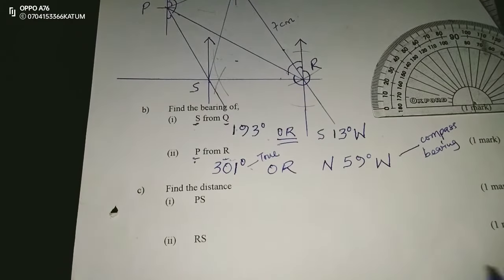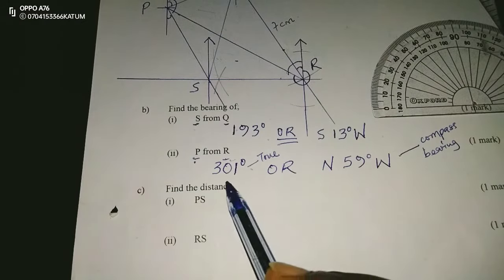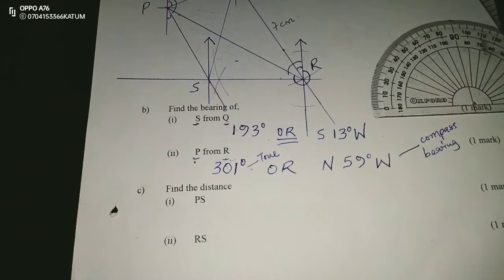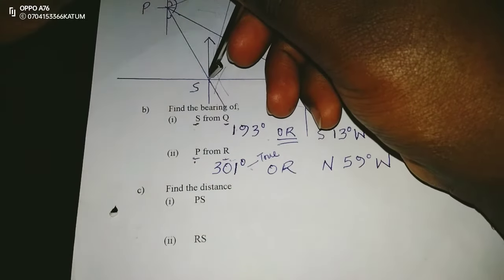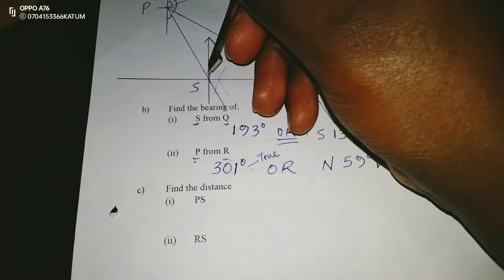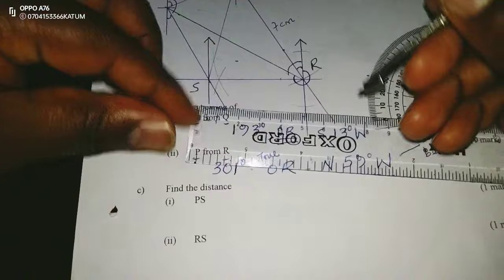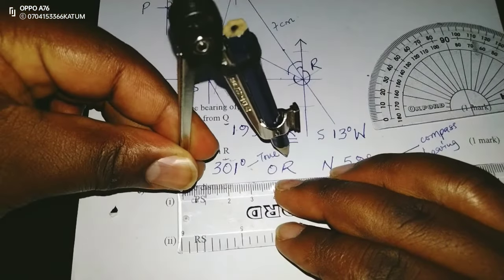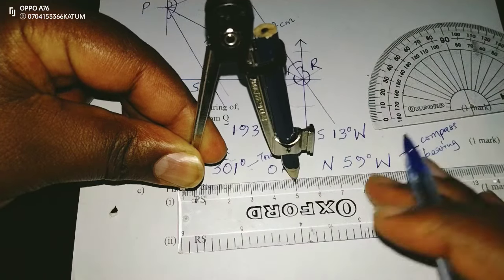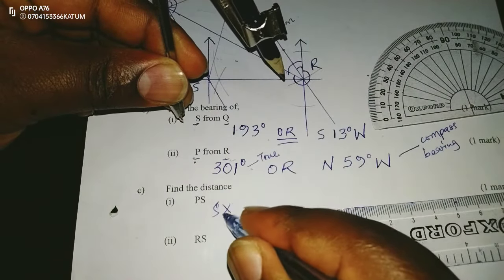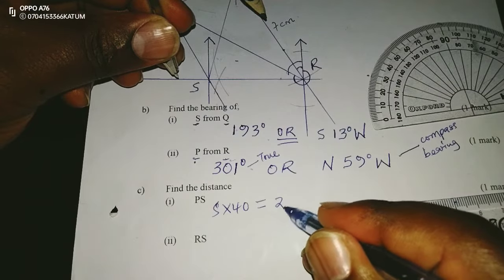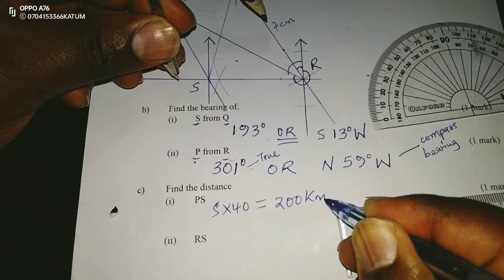We have another question on distances. Find the distance, PS. So ours is to measure PS from P to S. P to S, that is the distance. We transfer it to our scale here, and it gives us exactly 5 centimeters. So I will take 5 centimeters times 40, because each centimeter represents 40 kilometers, and I'll get 200 kilometers.